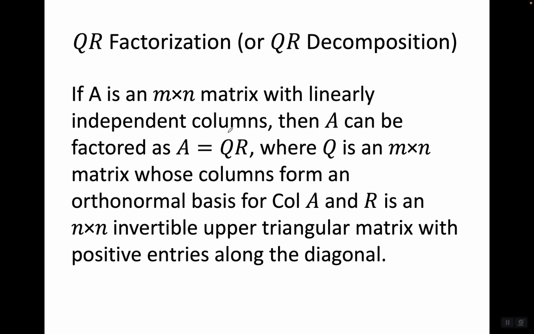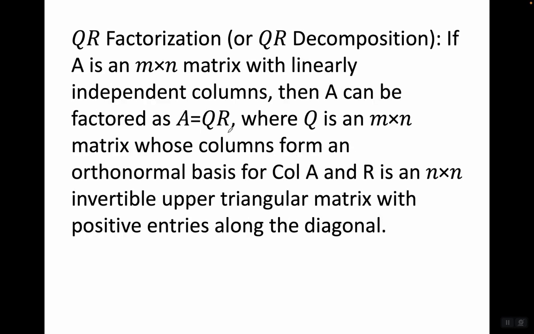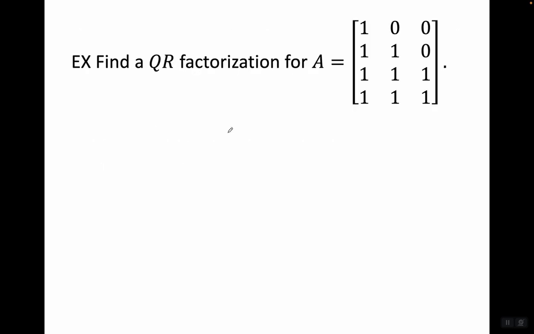R is an n by n invertible upper triangular matrix with positive entries along the diagonal. That is the essence of QR factorization, or QR decomposition. So again, I restated this, so the same thing. Okay, so QR factorization for A.